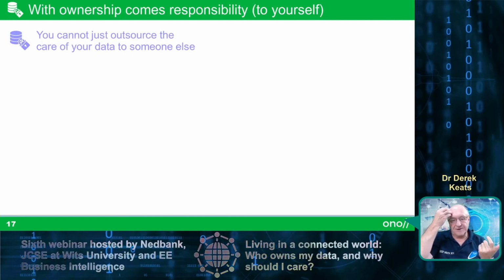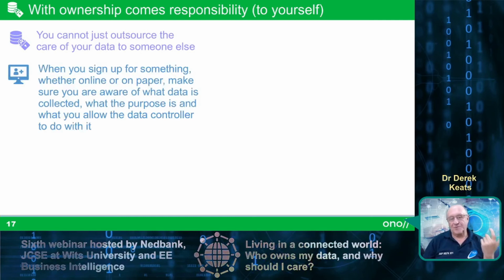You can't necessarily be completely off of those social media, but yet your data are being used in ways that you may not always agree with. When you sign up for something, whether it's online or on paper, make sure that you're aware of what data is collected, and what the purpose is, and what the data controller can do with it. And if you find out ever that the data controller is doing something with it that is not related to the purpose that you gave them consent, then you have a right to object to that.